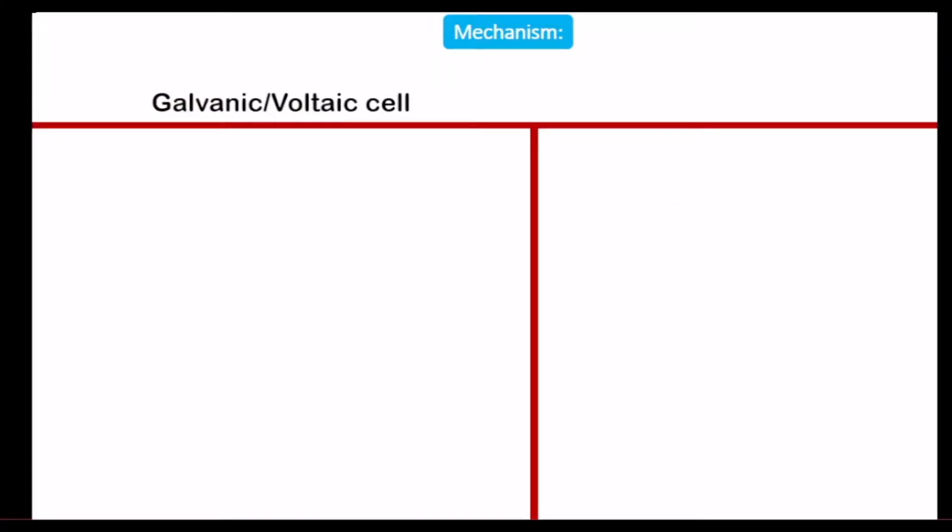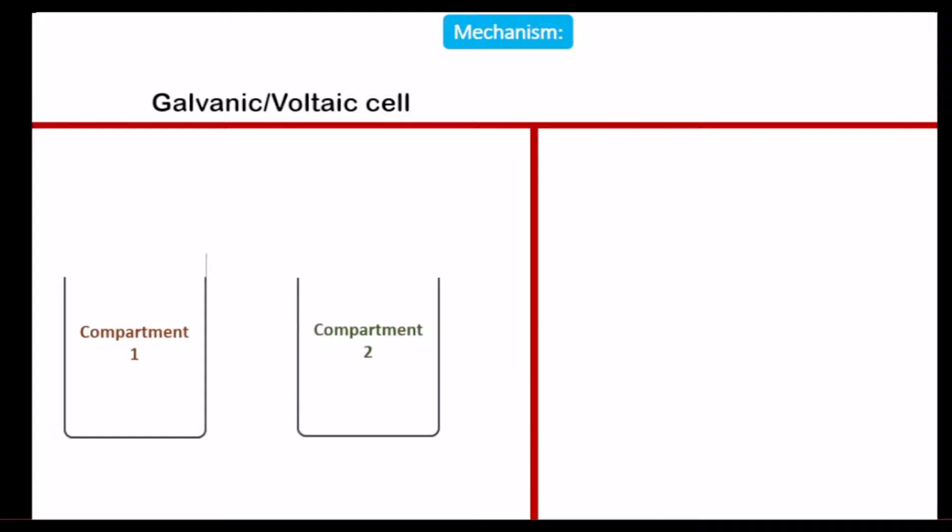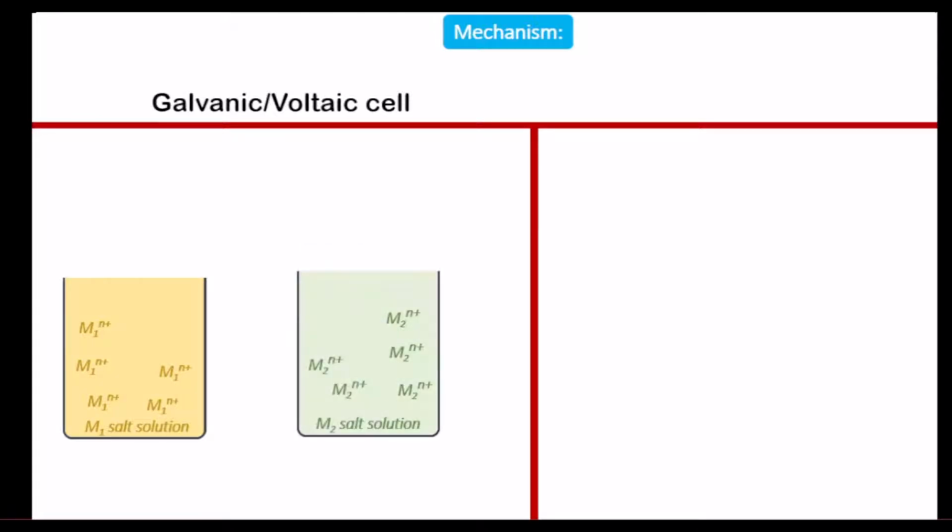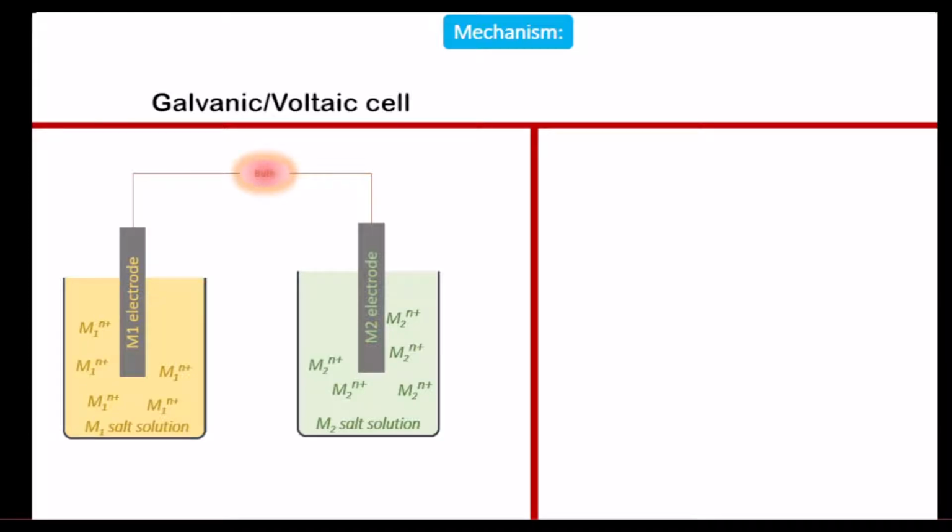Now let's look at the mechanism of the galvanic or voltaic cell. It is composed of two separate compartments, each containing a different salt solution, like M1 salt solution and M2 salt solution. There are separate electrodes also, and these electrodes are connected with an external circuit, which may include a bulb, voltmeter or ammeter to measure the electric power. There is a salt bridge between them to maintain the ion balance in both cells, to keep the process continuing so that we get energy continuously.